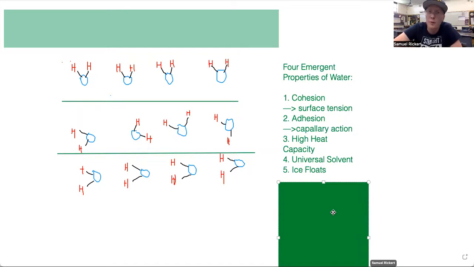Okay, I hope that helps. Again, cohesion and adhesion both have to do with the dipole interactions of water, so those get lumped together often, but these are the 4 or 5 emergent properties of water that you need to know for this class.